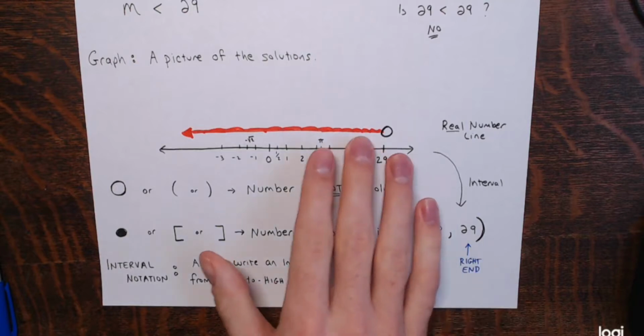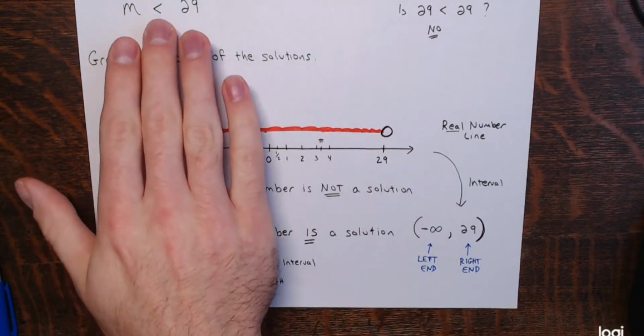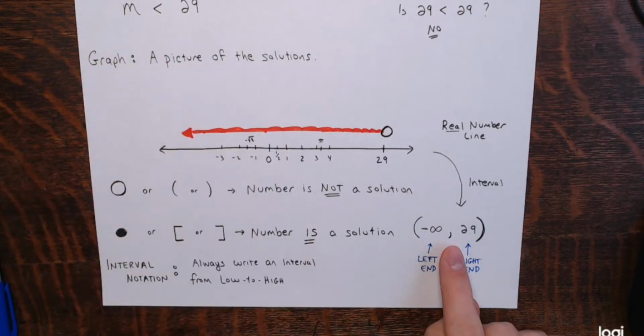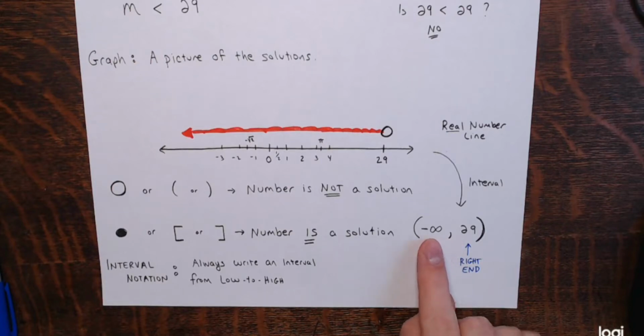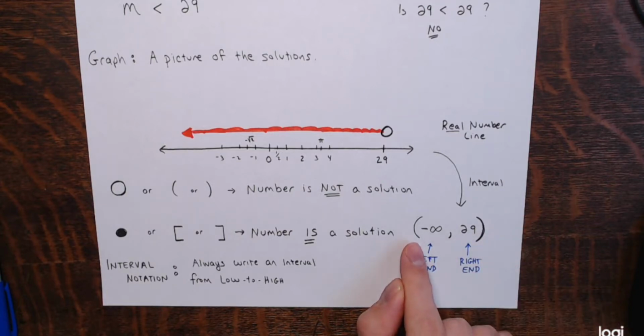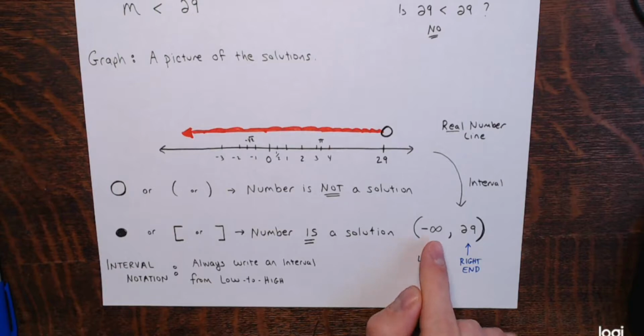The picture of the solutions to this inequality, all the numbers less than 29. This is the interval describing those numbers. All the numbers from negative infinity to the left forever up until 29. Right? And you hopefully see that in the picture, but not including 29, right? Parentheses on the 29. And as I said, always have parentheses on infinities. Right? Infinities are not numbers.